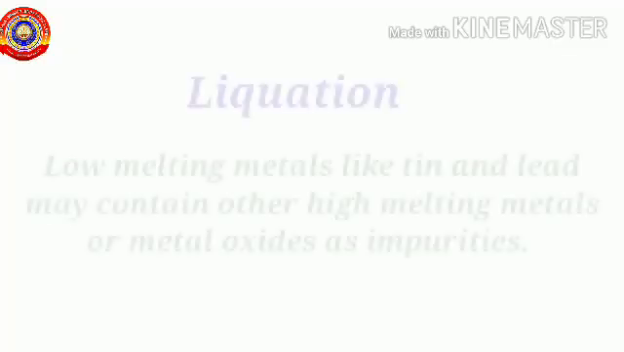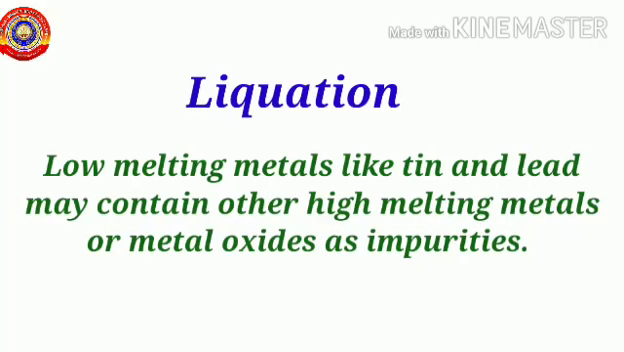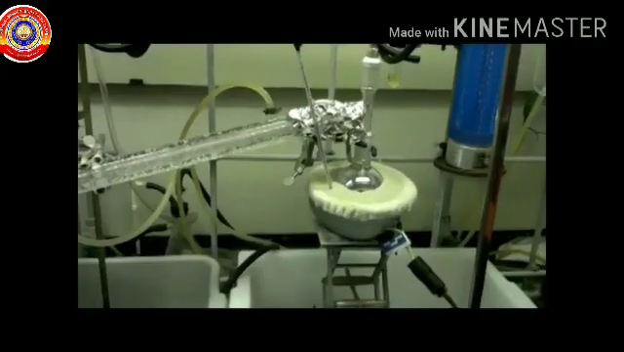So children, did you understand about liquefaction? It is a refining method done for low melting point metals like tin and lead. Now shall we move to the next one? The next method is distillation. I know it's a very familiar process to you. You have learnt about this process in the lower classes. So let's see how the refining by distillation is done.